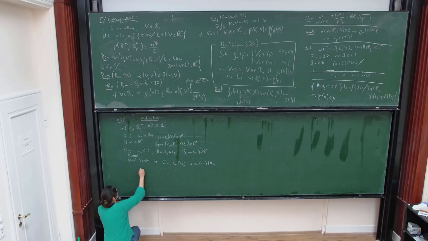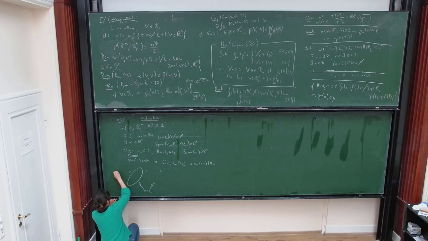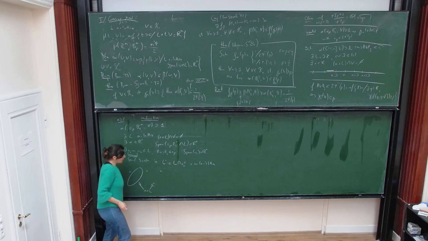So I have some V here with some coset X plus L, and V doesn't meet the coset. Okay. So how will we deal with this? We do some error symmetrization.